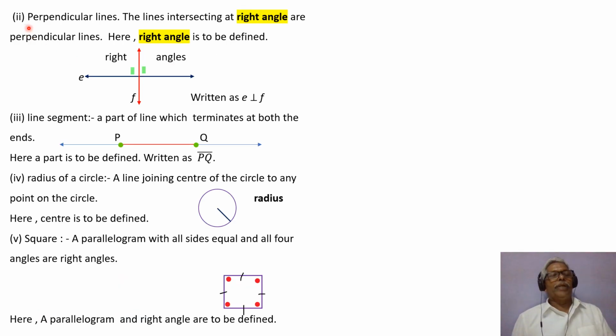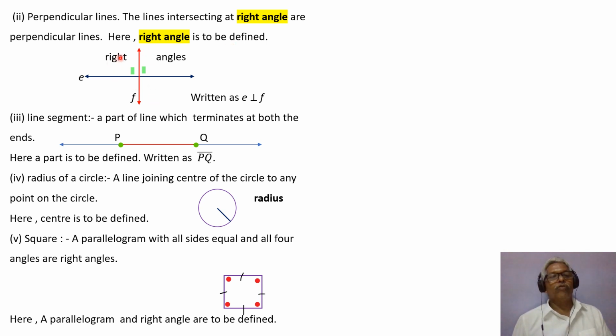Second one, perpendicular lines. We were trying to define what perpendicular distance is for the previous case. This is the same thing. We are now again trying to define what perpendicular lines are. Read this very carefully. The lines intersecting at right angles are called perpendicular lines. Now here a right angle is to be defined.